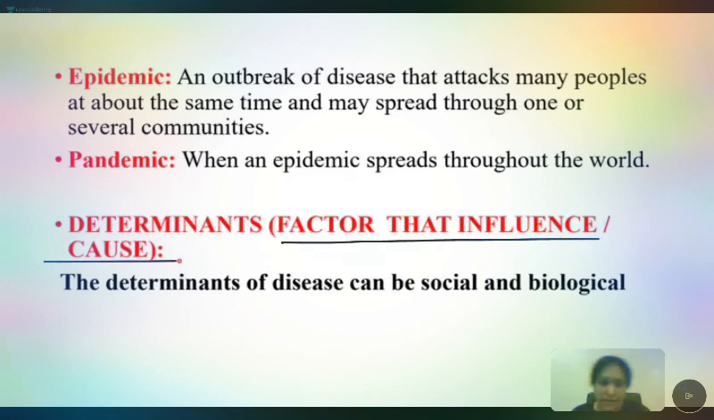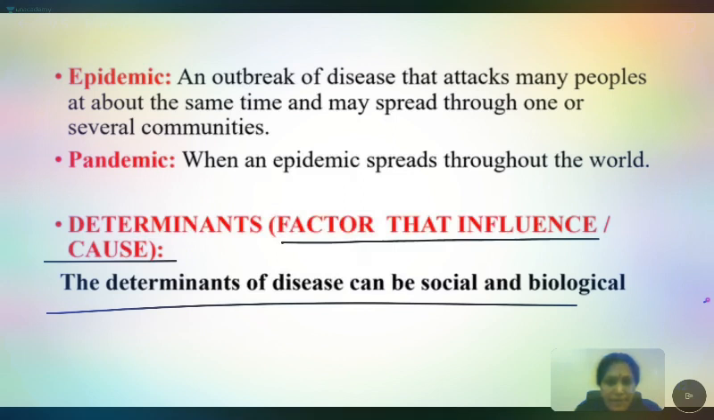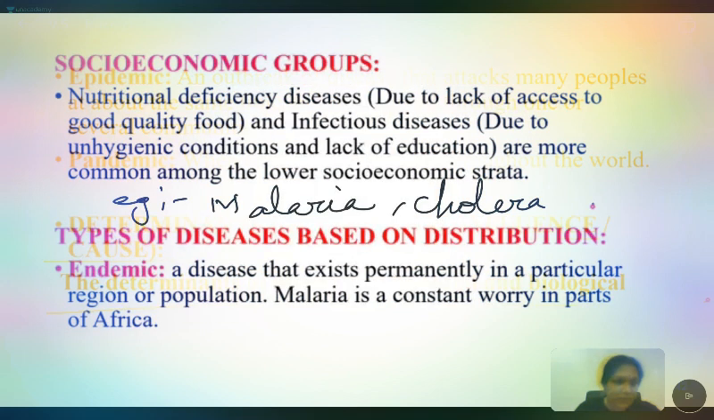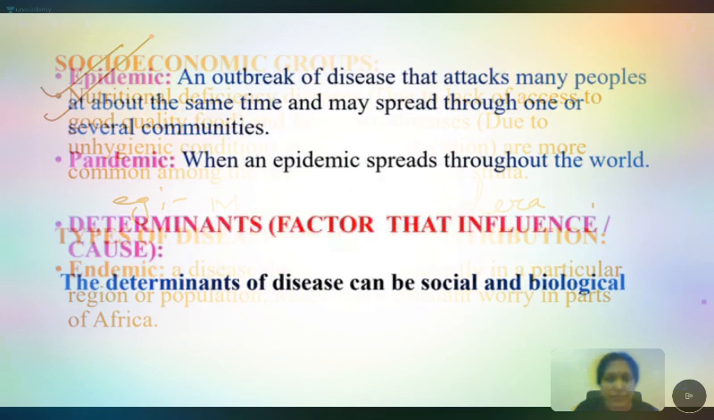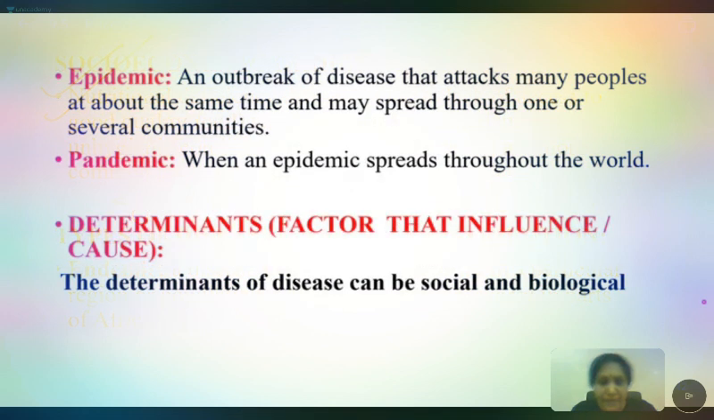The determinants of diseases can be social or biological, isn't it? We can have social causes. For example, if you observe the socioeconomic groups, this is a social cause. They are getting nutritional deficiency diseases because they are poor. They are getting more infectious diseases because they are poor. So we have social causes for it. Is it clear? Plus, we have biological factors also, like genes, etc. Done? Clear? Can we proceed?